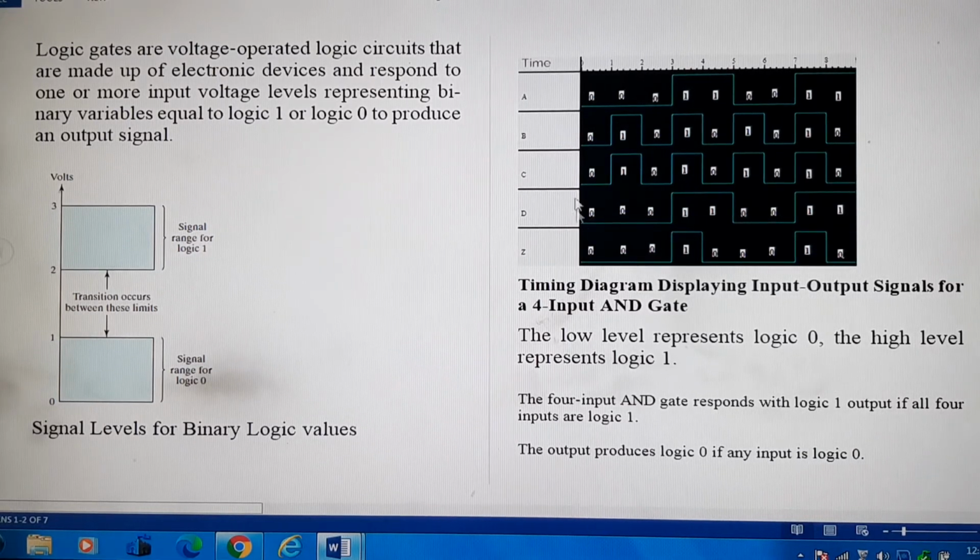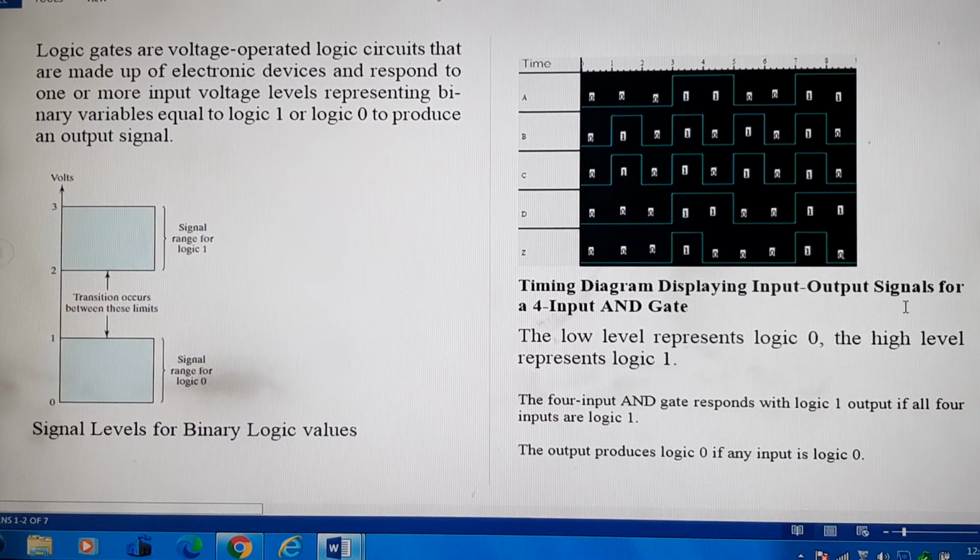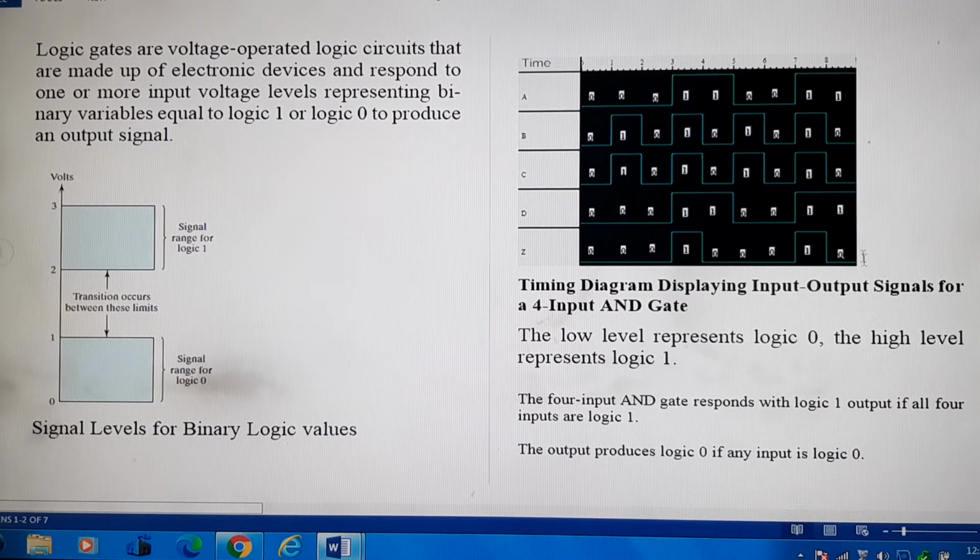Now this is called a timing diagram, displaying input output signals for gates. So this particularly is representing the timing diagram of a 4 input AND gate. The timing diagram is used to illustrate the response of logic gates to several input signal combinations.